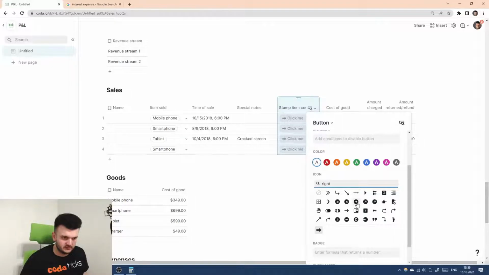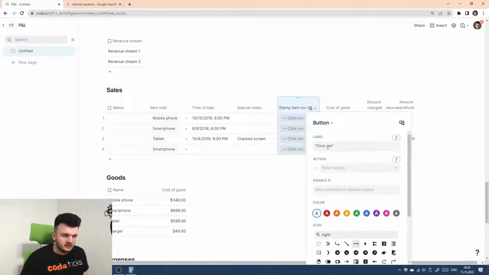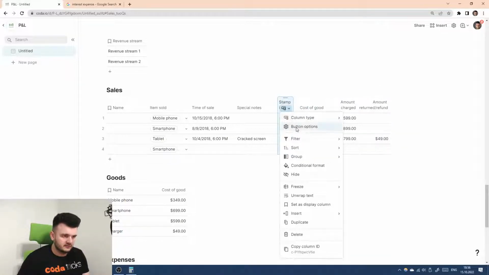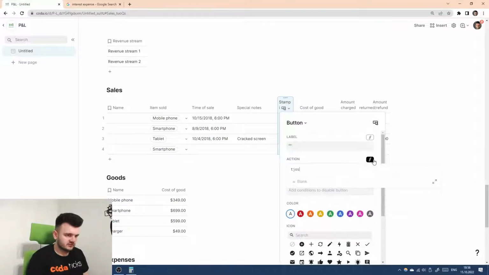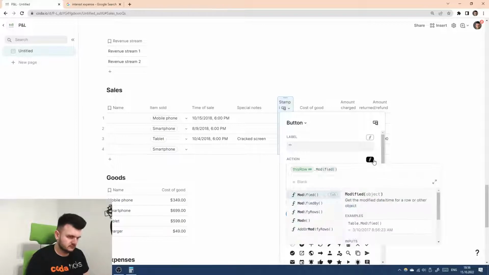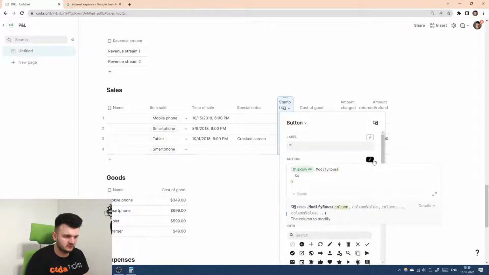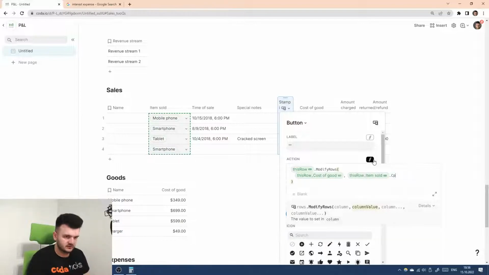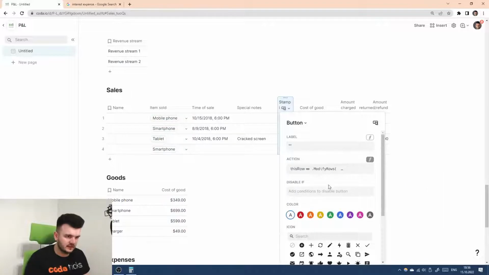We don't have a nicer arrow. Make this as small a button as you can, and just say that the action is this row. Modify cost of good and take item sold cost of good. And disable this button once cost of good is already not blank.